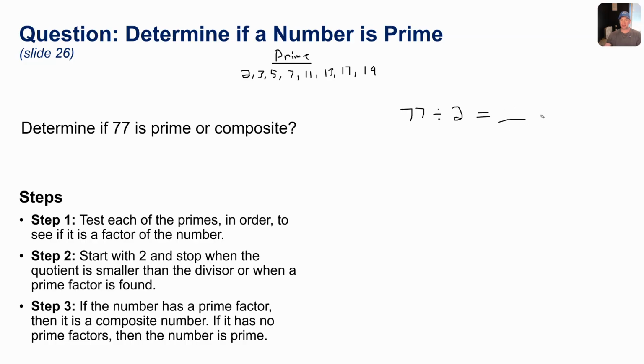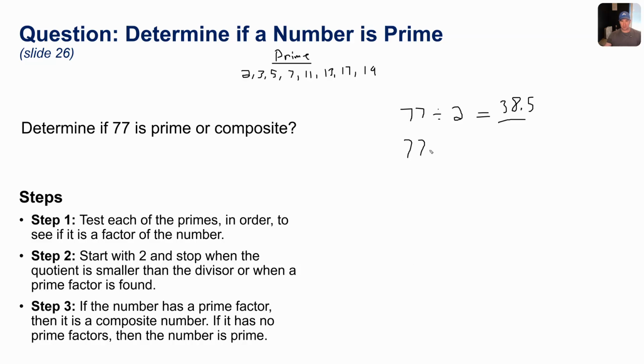Well, it's not, right? So it's not divisible by 2. If I was to put it into my calculator, I would actually get 38.5. So it's not a remainder here, so we know it's not a prime number.